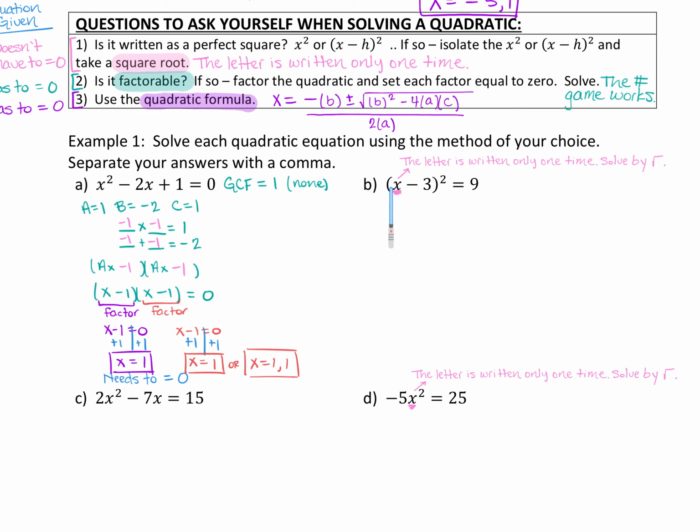For part B, notice that the letter is written only one time. There's no other x. And so we're going to solve by square roots. We need to get the parentheses to the power of 2 all by itself, which notice it already is.